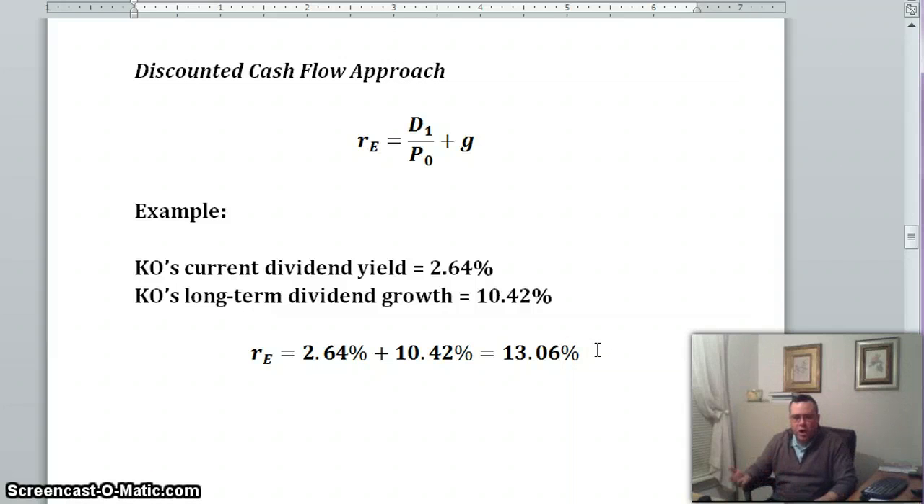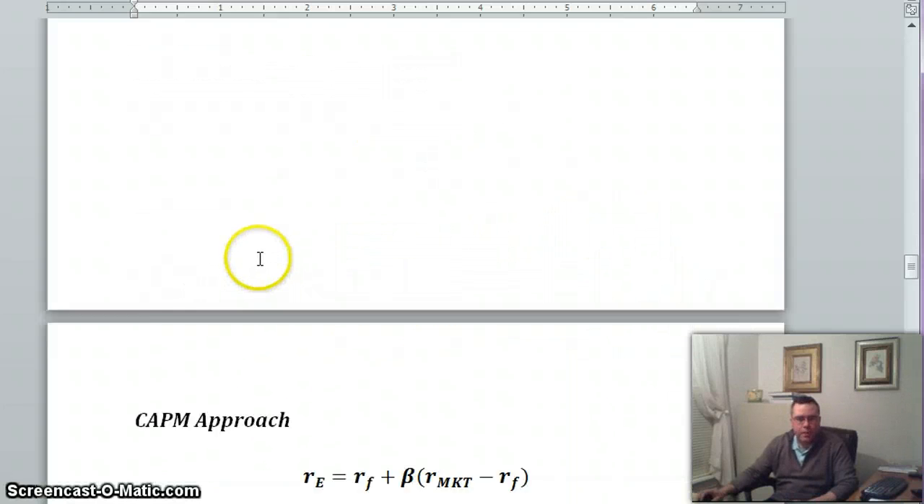Meaning for every $1 we issue in equity by issuing new stock, our investors expect 13.06 cents a year that we need to pay them back, either in the form of dividends or in the form of capital gains by reinvesting in the company. It's the discounted cash flow approach.